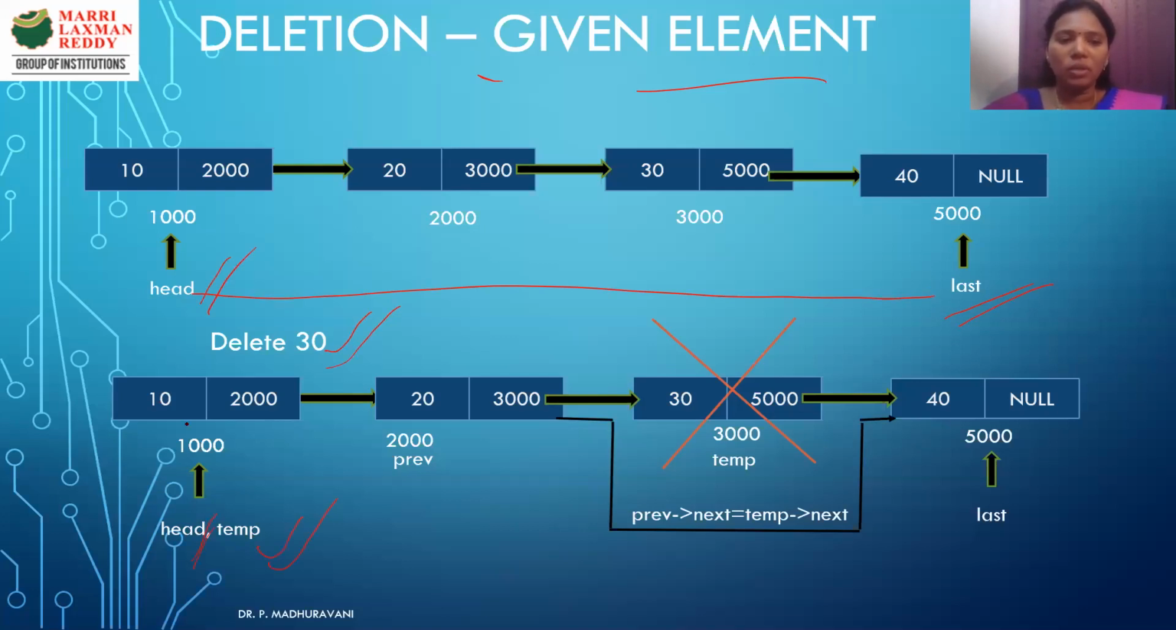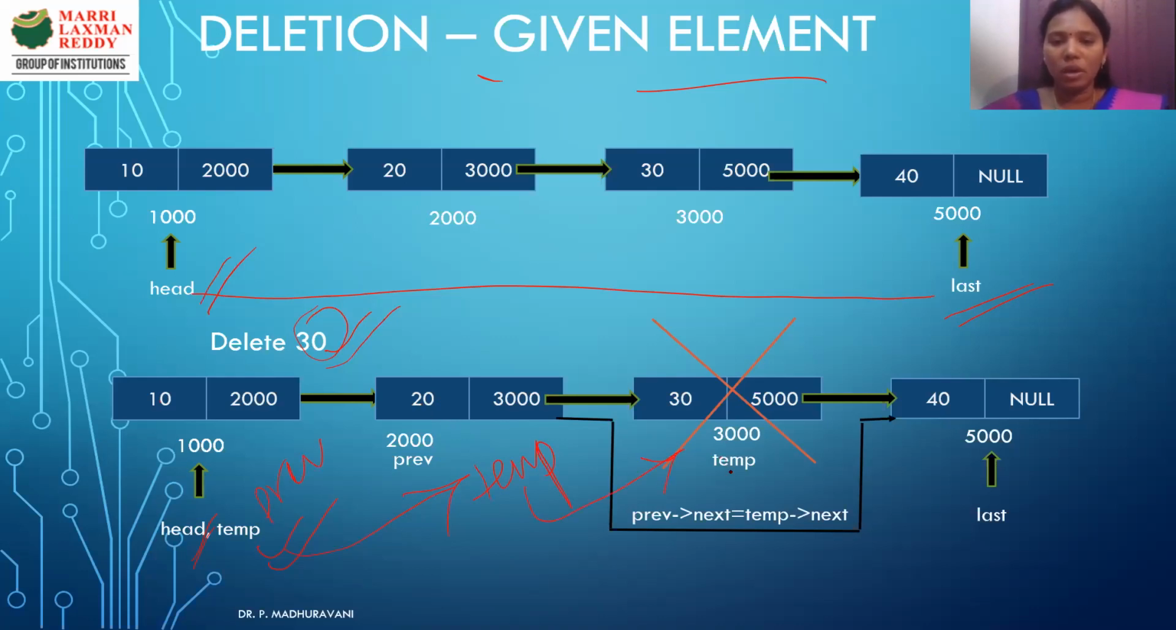What is temp arrow data? Temp arrow data is 10, which is not equal to 30. Then make a move. Whenever you are making a move to the next node, store the information in the variable previous. Now this becomes your temp. What is temp arrow data? Temp arrow data is 20, which is not equal to 30. And again, make a move.